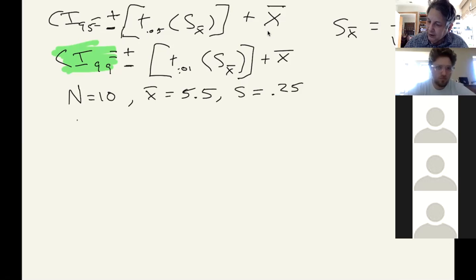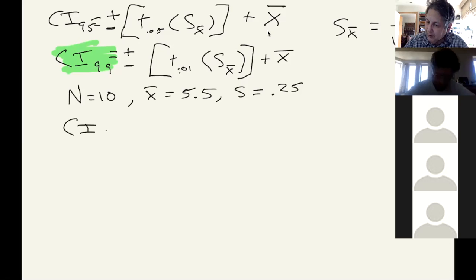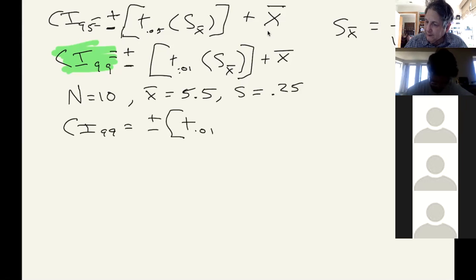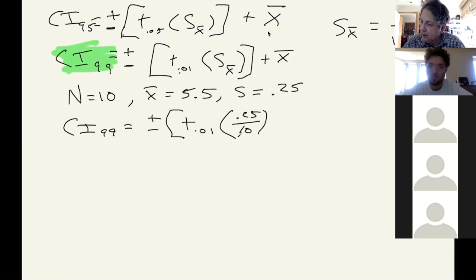We say CI 99 equals plus or minus, leave the t in there for now, times the standard deviation over the square root of n. So it's 0.25 divided by 10. Oh, you're welcome for that, by the way. And we're going to add that to 5.5.